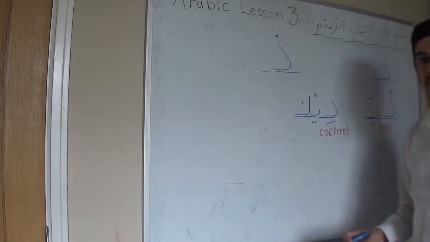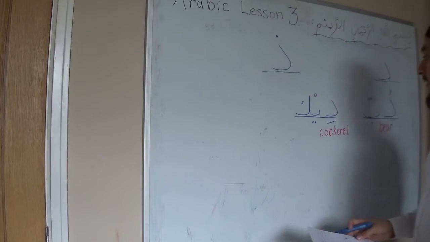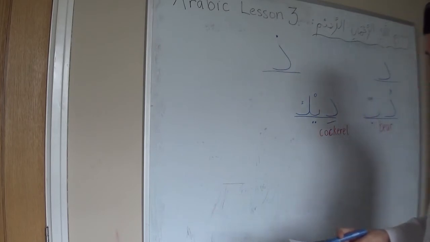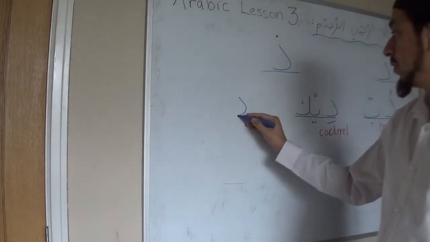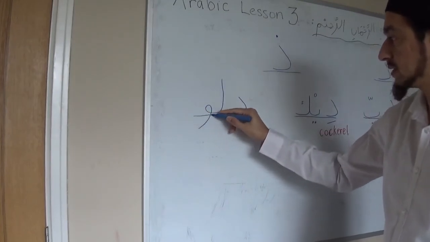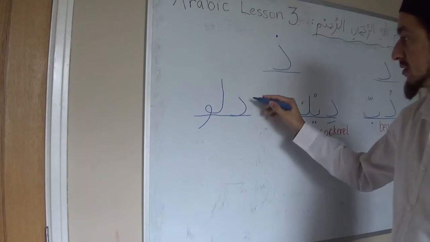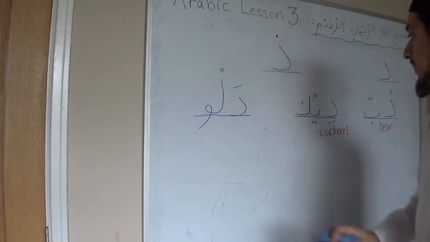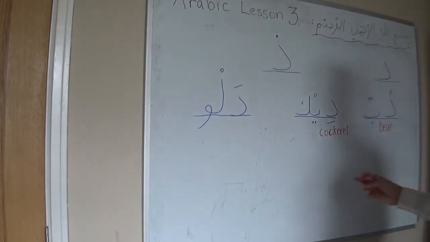or rooster, let's say. And the next word, again starting with dal, is dalw. Dalw. So the waw is the one that's going underneath, but the dal sits on top. Dalw. And that is bucket.